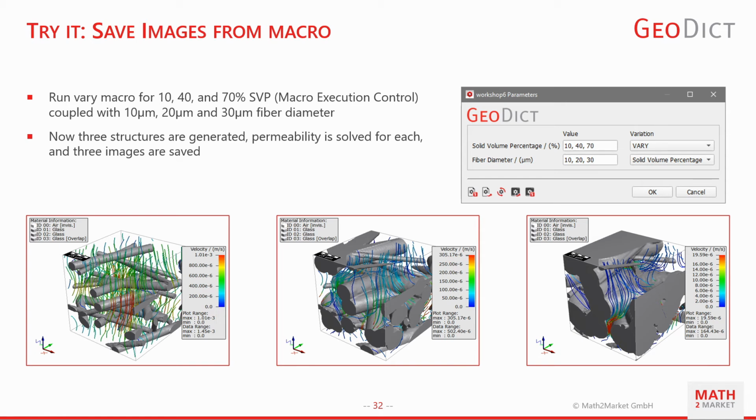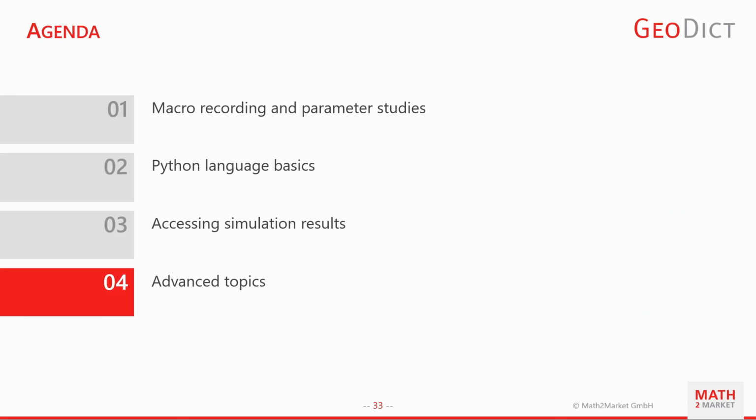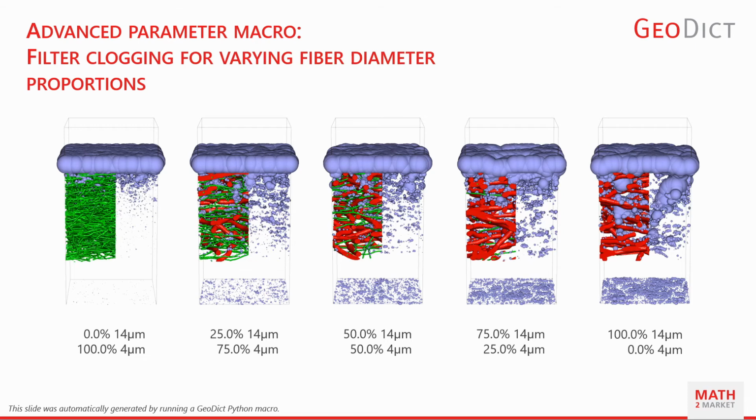So after showing you how to access simulation results and save images from Python macros, in the end I want to briefly touch some advanced topics, and we will start with a nice FilterDict example. GeoDict comes with a simple application user interface to generate PowerPoint results with GeoPy. This is very useful, for example, if similar parameter studies are done often. Then a Python macro can generate a unified report of the results to analyze them and show them in a nice way.